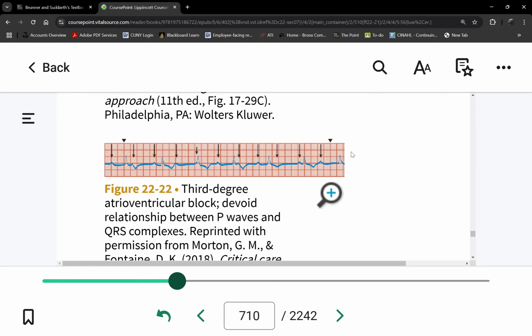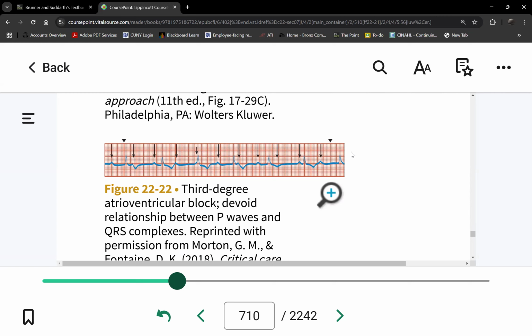So if you look at it, the P wave pattern is normal. See, it's regular. We have another one here, there would be a P wave there. It's normal. Look at the QRS complexes. Look at the R's. That's an R. That's an R. That's an R.